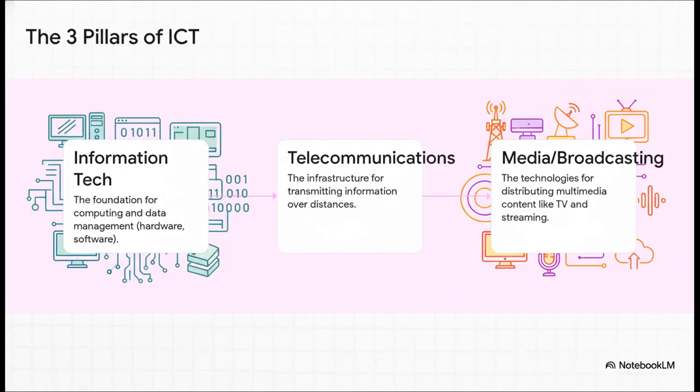You can think of ICT as standing on three main pillars. First, you've got information technology itself. That's your computers, your software, your databases. That's the engine. Then you add telecommunications. This is like the highway system, the phone lines, the cell towers, the satellites that let all that information travel. And finally, you've got media and broadcasting. This covers how we distribute content, like radio, TV, and yeah, all those streaming services we can't live without.